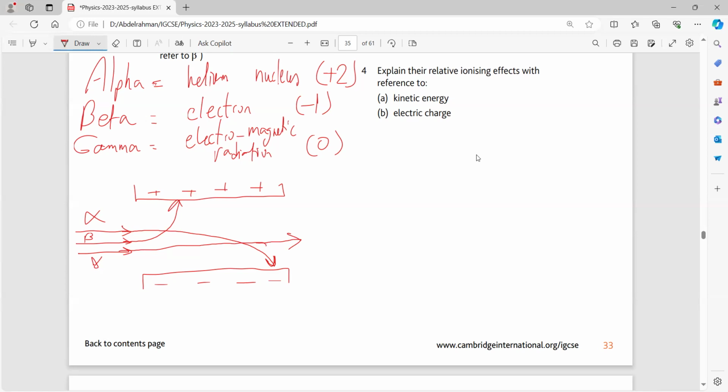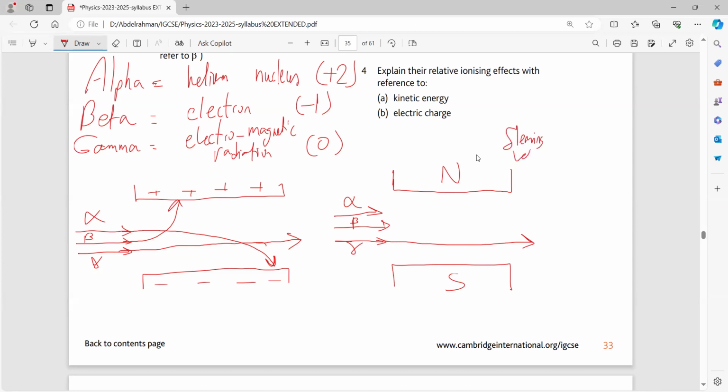The harder part is the magnetic field. If I had a North Pole and a South Pole, and again alpha, beta, and gamma, definitely the gamma also will not be deflected. That's easy. Alpha and beta, how do they deflect? Using the Fleming left-hand rule.